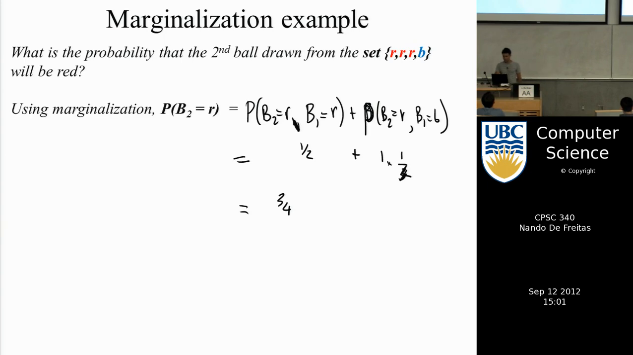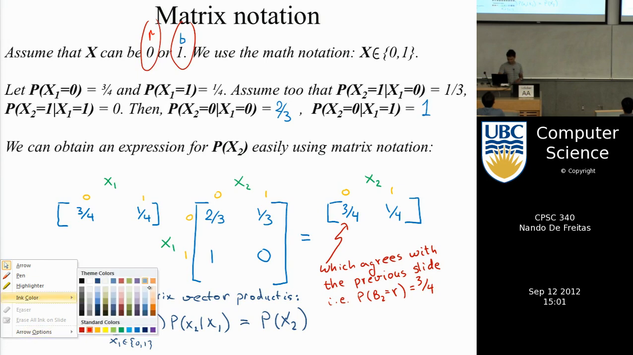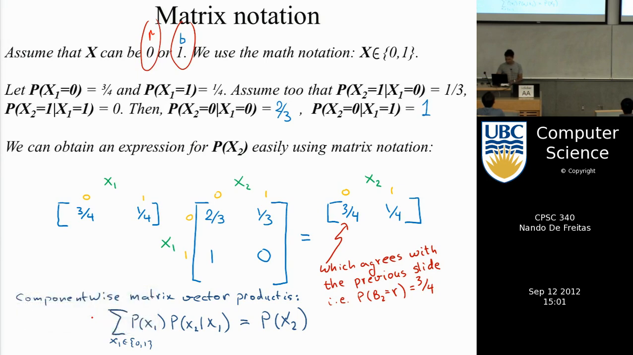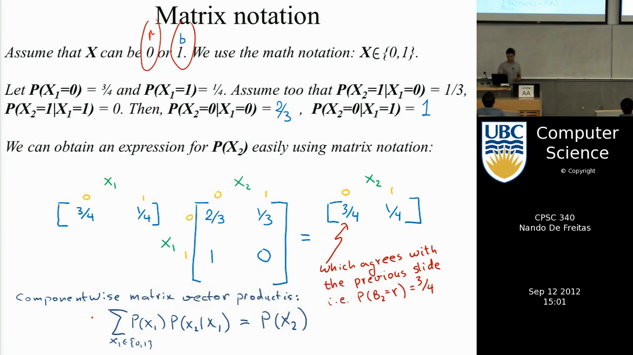I then began the following exercise. And in this exercise, what I was doing was trying to write everything using matrices. So in particular, let 0, as I've written here, let 0 denote the red ball, let 1 denote blue ball, and now the variable is x. And so x can take values 0 or 1, so it's a variable that indicates whether you picked a red ball or a blue ball.